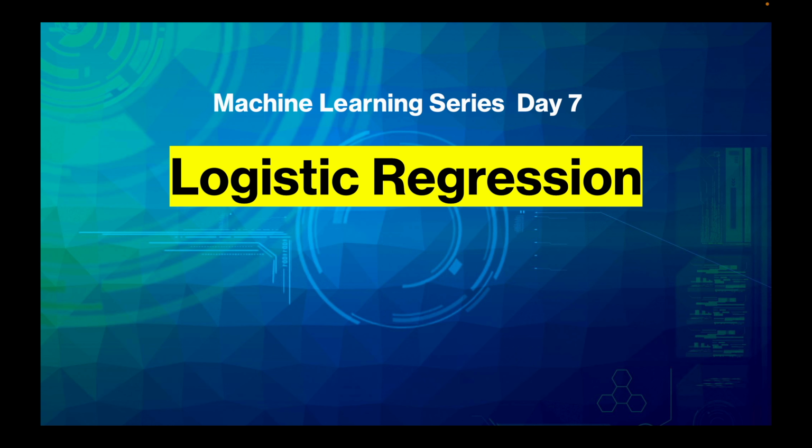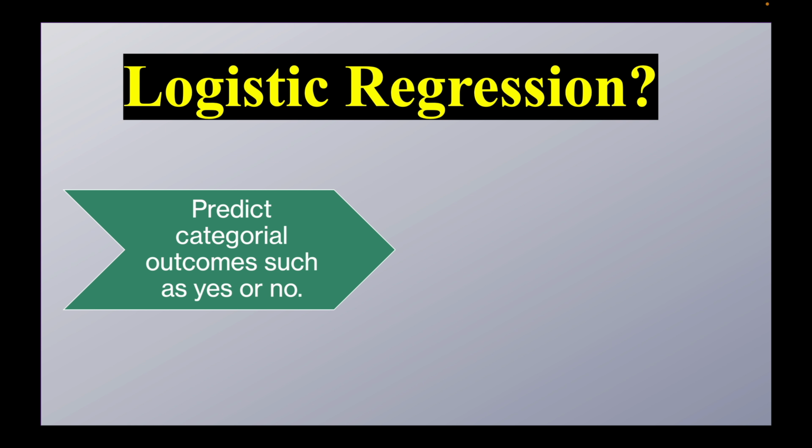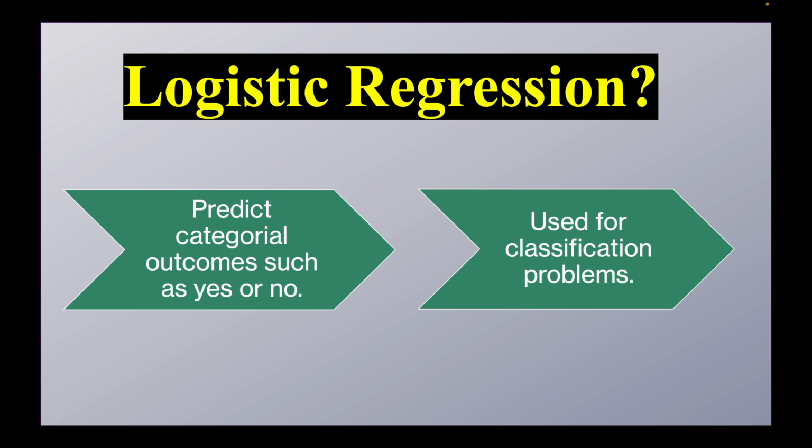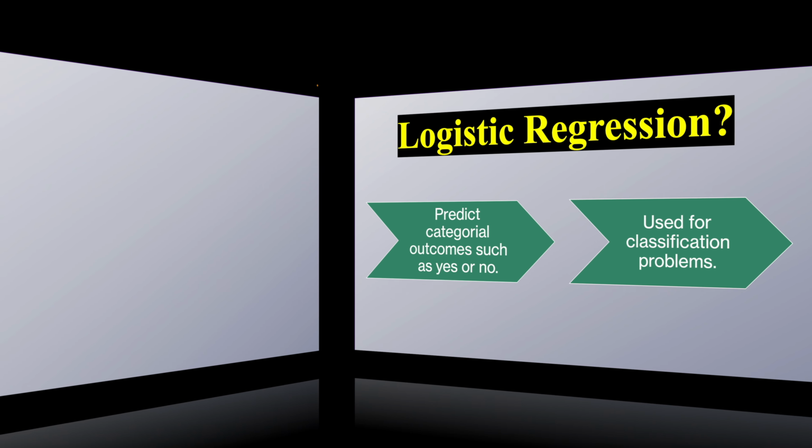In today's video, we are going to learn about logistic regression in machine learning. So without further ado, let's get started. So what is logistic regression? Logistic regression is a supervised machine learning algorithm that helps us to predict categorical outcomes such as yes or no. Logistic regression is not used for regression problems. Instead, it's used for classification problems.